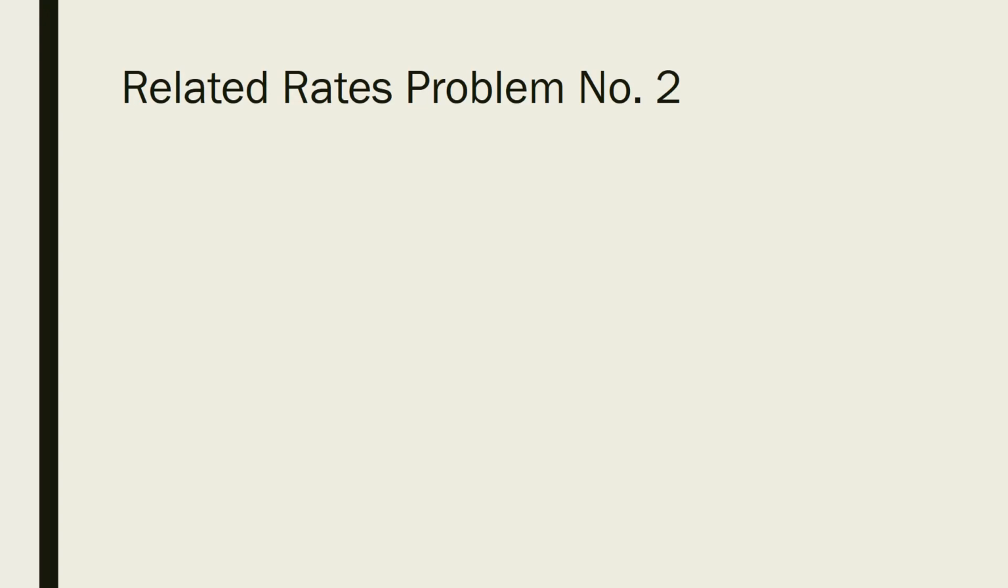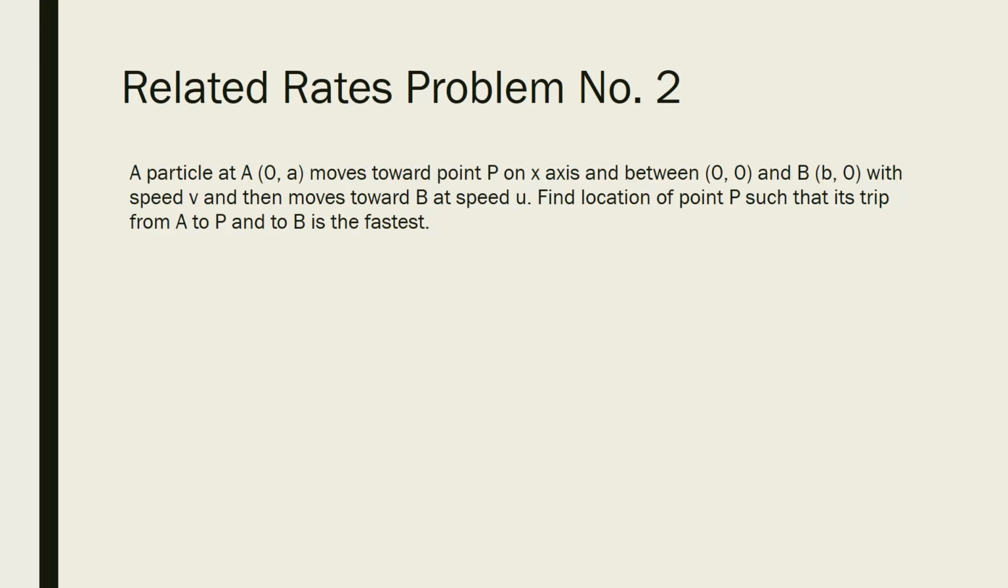And now let's take a look at the related rates problem number 2. A particle at A moves toward point P on the x-axis between 0 and B with speed v, and then moves toward B at speed u. Find the location of point P such that its trip from A to P and to B is the fastest. Now this is a similar question to the previous one. And the graph for this question is like this.